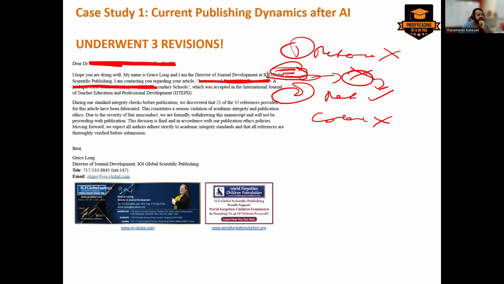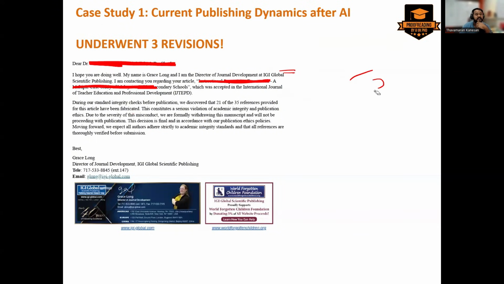Okay, so this constitutes a serious violation of academic integrity and publication ethics. Due to the severity of this misconduct, we are formally withdrawing this manuscript and will not be proceeding with publication. After 1 year, 4 months, this decision is final. You can't even appeal. Straight away they kick out. Okay, straight away they kick out. That is how crazy journals have become, thanks to AI. Okay, that's how the world is changing right now.